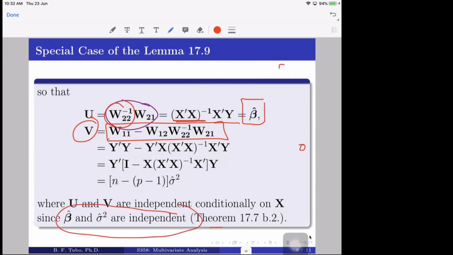But you have to verify that by multiplying x prime x inverse x prime with, you try to do this, I minus x, x prime x inverse x prime. So if you multiply that, is it 0? Check.